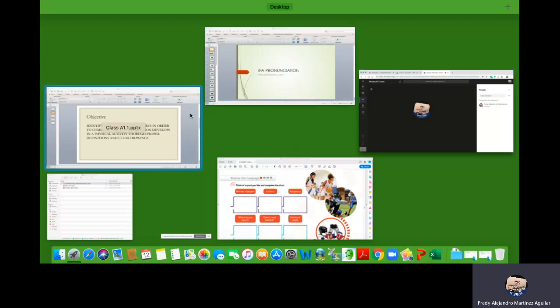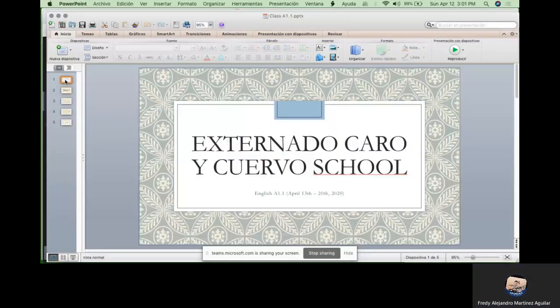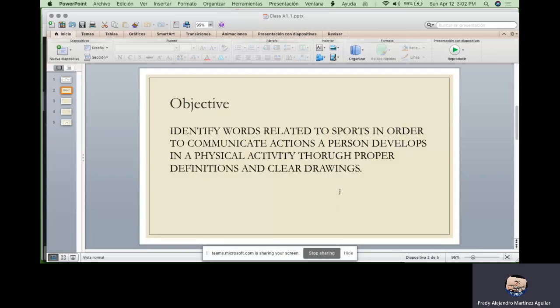Now, remember, this is our school, the external Cuervo school. The activity for this week is going to be since April the 13th until April the 20th, that is approximately 2 weeks, this week and the next week. The objective for this activity is to identify words related to sports in order to communicate actions a person develops in a physical activity through proper definitions and clear drawings.